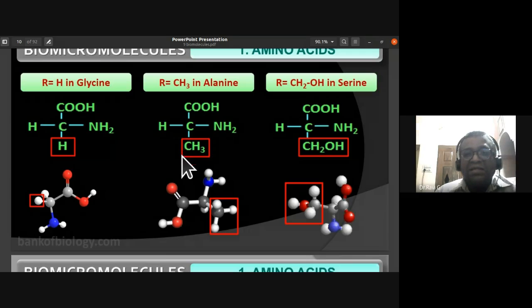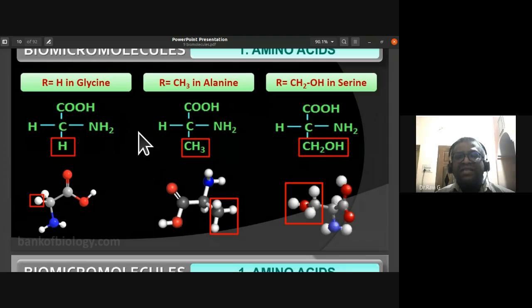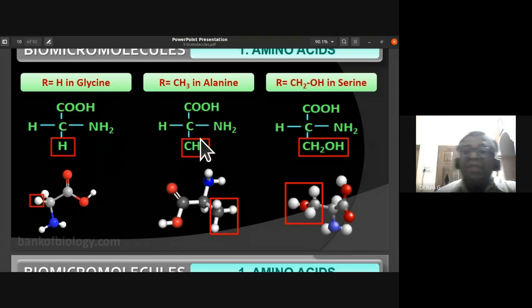For the different examples of amino acids, you can remember GAS: glycine, alanine, serine. These examples you can easily remember. They are all alpha amino acids. If the R group has H, we call it glycine. If the variable group has the methyl group, CH3, we call it alanine.